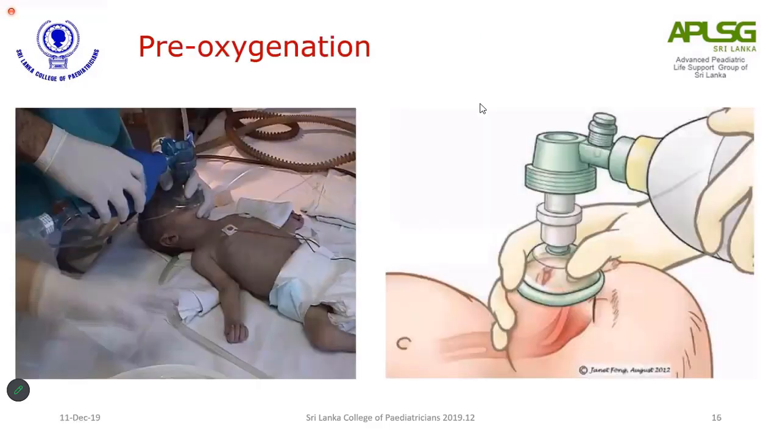As I have already mentioned, pre-oxygenation is where you get your oxygen concentration of the patient to a higher amount before attempting intubation. You need to keep the child attached to the monitors, the pulse oximeters and the cardiac monitors, and provide effective bag and mask ventilation using the previous methods that we have discussed, and give effective ventilatory breaths for a couple of minutes until you get your oxygen saturation to a reasonable level.